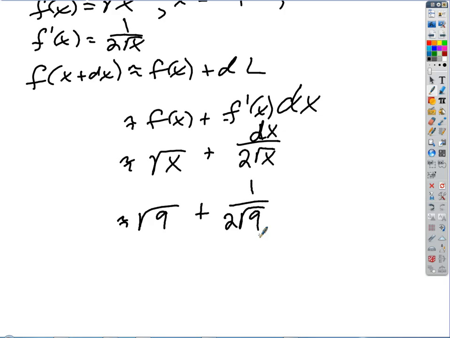So once you do this a couple times, you can literally just do this in your head, because it's always the same, isn't it? I mean, it's f of x plus f prime of x dx, and if it's a square root function, f prime of x dx is always just dx over 2 times the square root of x. So 4.9, right? 5 plus negative 1 over 2 times 5.